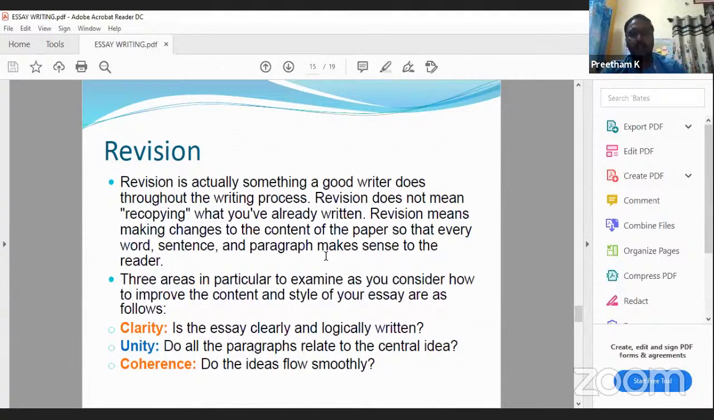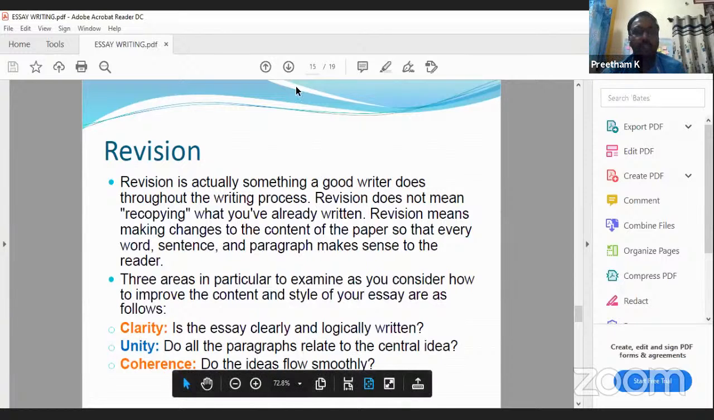Three areas in particular to examine as you consider how to improve the content and style of your essay are as follows: clarity, unity, and coherence. Is the essay clearly and logically written? That is clarity. Unity: do all the paragraphs relate to the central idea? So you should be aware of this: clarity, unity, and coherence. They may ask you, what is the concept called if all the paragraphs relate to the central idea? Is it clarity, unity, or coherence? We should mention unity. Then coherence: do the ideas flow smoothly?